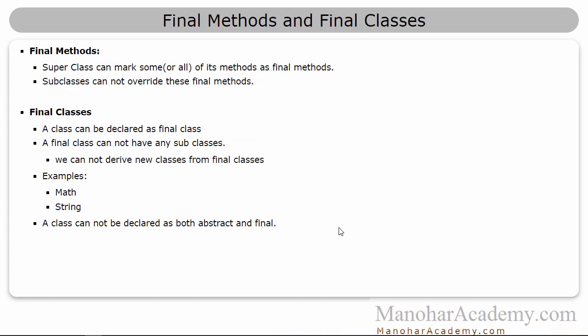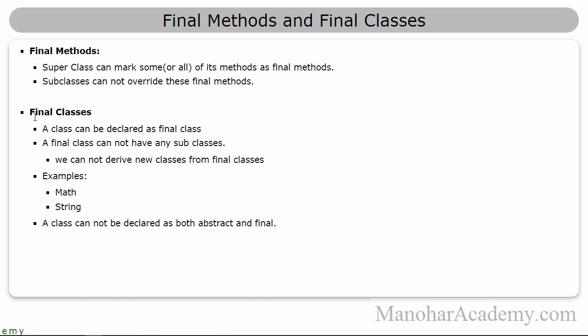The final methods and final classes are exact opposite of abstract methods and abstract classes. In case of an abstract method, you don't know how to implement it, but in case of a final method, you know how to implement it. Not only that, you don't want any other implementations for that method. So in a class, you can define one of the methods as final, and subclasses cannot override them. Subclasses cannot hide them. They have to inherit whatever implementation you have provided for this final method.